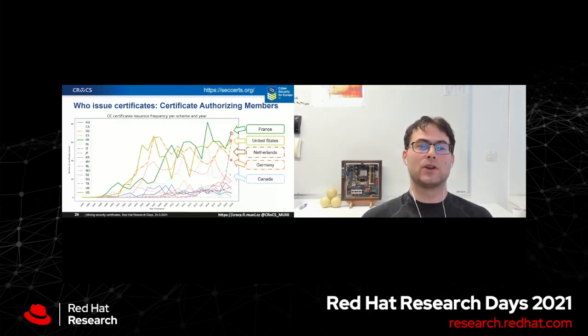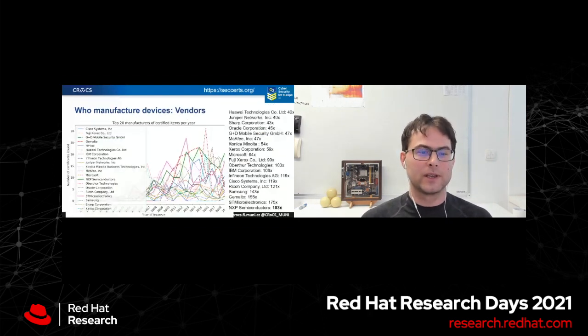Then another question is, who is making these devices? As you might expect, this is a mess because there are so many different vendors. So it does not really make sense to plot the graph with all of them. This is just the top 20 manufacturers, and it is still a mess. So to get some reasonable information, you need to focus on your domain.